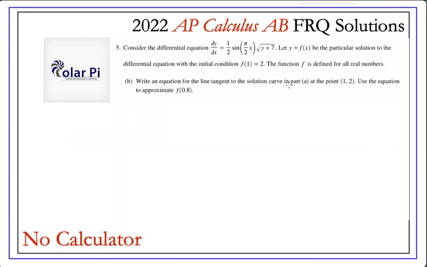Okay, so we need the equation of a tangent line, right? And everything is conveniently given to us. After we find it, we need to use it to approximate f of 0.8. So it's kind of a linear approximation question together with the equation.